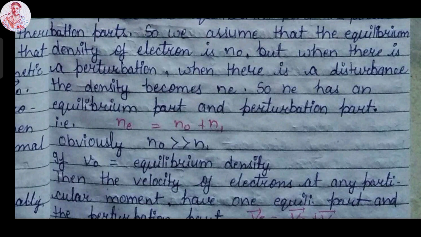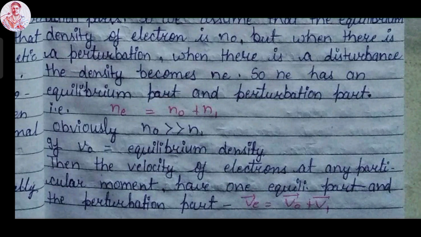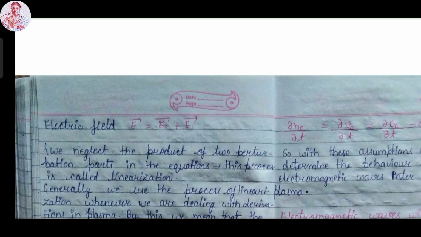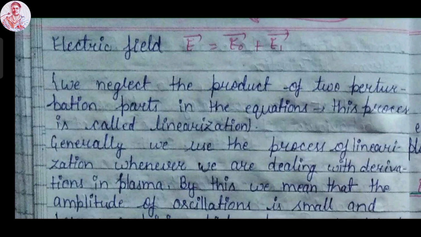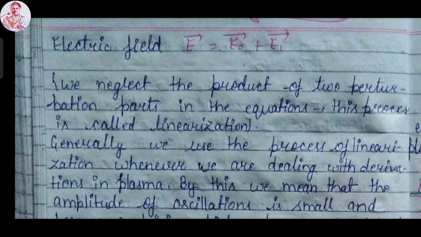The velocity of the electron at any particular moment has one equilibrium part and one perturbation part, and that becomes vector V is equal to V0 plus V1. Here we have a perturbation part and the equilibrium part, and the electric field becomes vector E is equal to E0 plus E1. We neglect the product of two perturbation parts in the equation. This process is known as linearization. Generally we use the process of linearization whenever we are dealing with derivations in plasma.